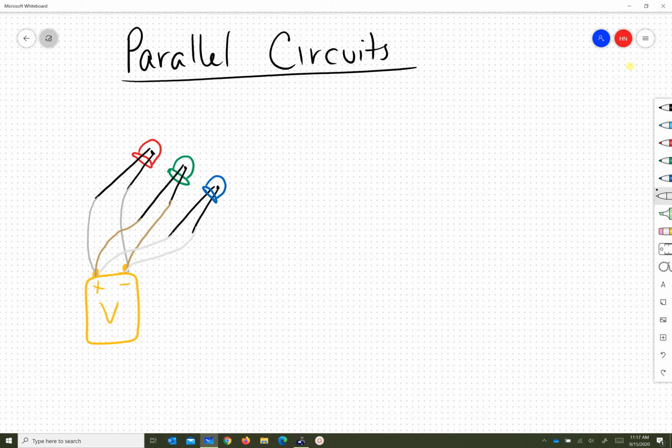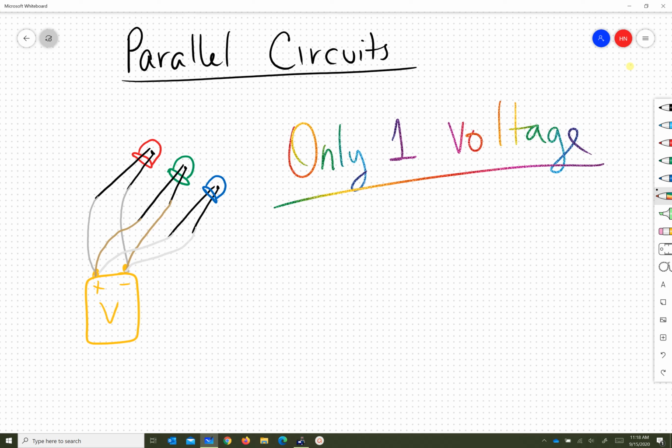That is what it means to have circuits connected in parallel. What it means is that all devices in a parallel circuit are directly connected to the source. This means that there is only one voltage. All the devices are connected directly to the same source.